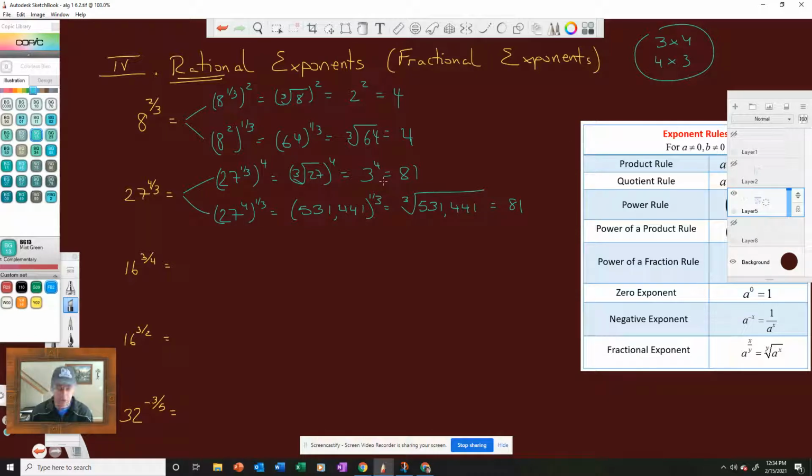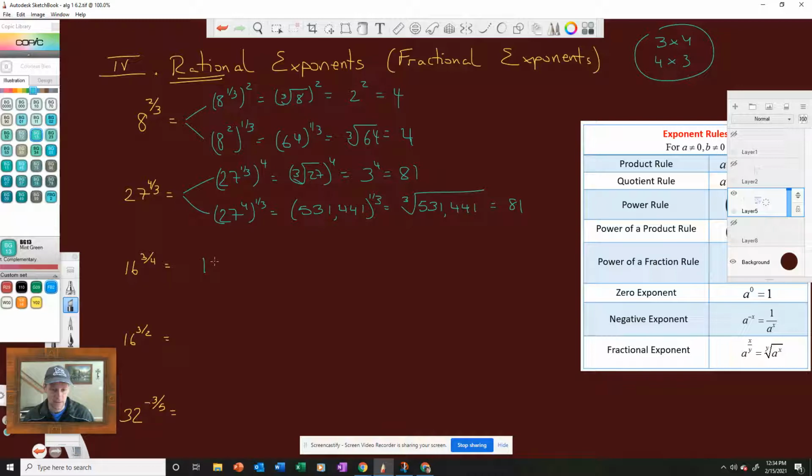So here's my advice. Keep the numbers small and do the fractional exponent first to make it small, and then do the whole number exponent. All right. So I want you to try it now. Pause the video and try number, no, there's no number there. So try 16 to the 3/4.